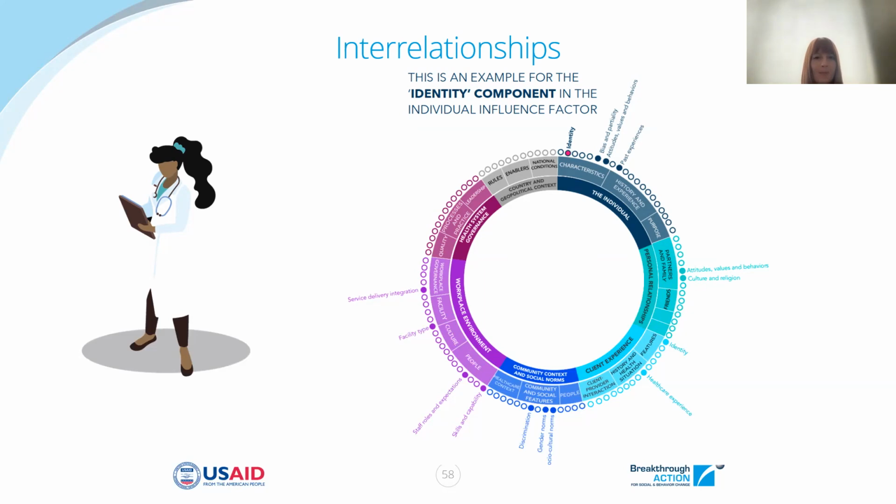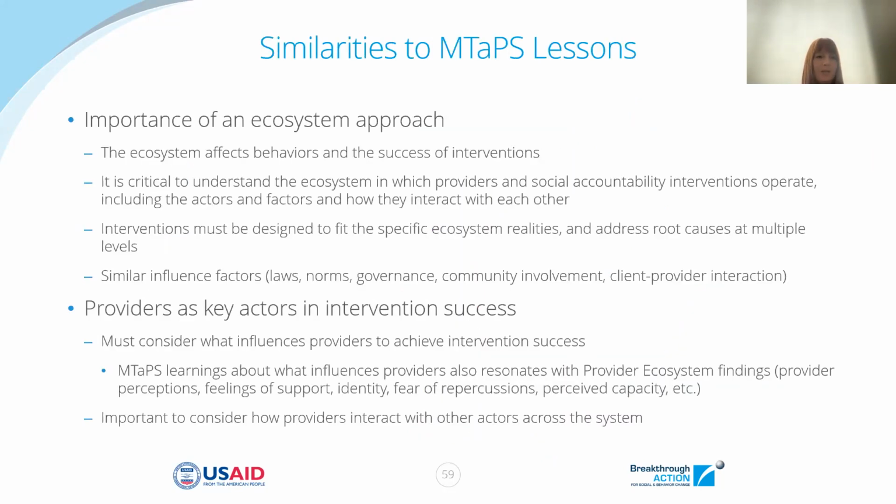And on this last slide, I just want to talk a little bit about the similarities to what was learned from the MTaPS paper. The first of those is that it's really important for us to take that ecosystem approach. That was highlighted very clearly in the MTaPS paper. We know that the ecosystem affects behaviors and the success of overall interventions. It's also really critical to understand the ecosystem in which providers and social accountability interventions operate, including the actors and factors and how they interact with each other. Interventions need to be designed according to the specific ecosystem realities. They can't be one size fits all. They need to address those root causes at multiple levels of the system.